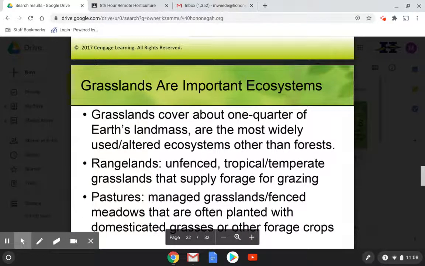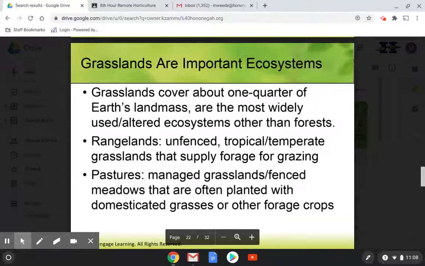So, why are grasslands important to ecosystems? Grasslands cover about 1/4 of the Earth's landmass and are the most widely used altered ecosystems other than rainforests. So again, we use our grasslands for converting them into farms and different fields. We also allow cattle to graze on that grassland for their food. And so that's why, outside of the rainforest, we use the grasslands also.